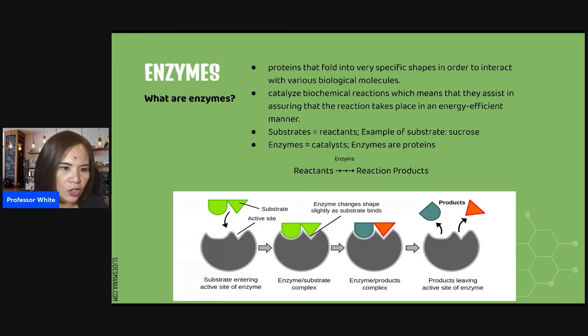In this reaction, as you can see on this diagram right here, a substrate is entering the active site of the enzyme. The substrate is the green, and the active site is the gray. It fits in a lock and key manner, wherein the active site matches the shape of the substrate. When they start meeting and getting together, you will see that it fits. The enzyme changes shape slightly as the substrate binds, and this is what we call the enzyme substrate complex.